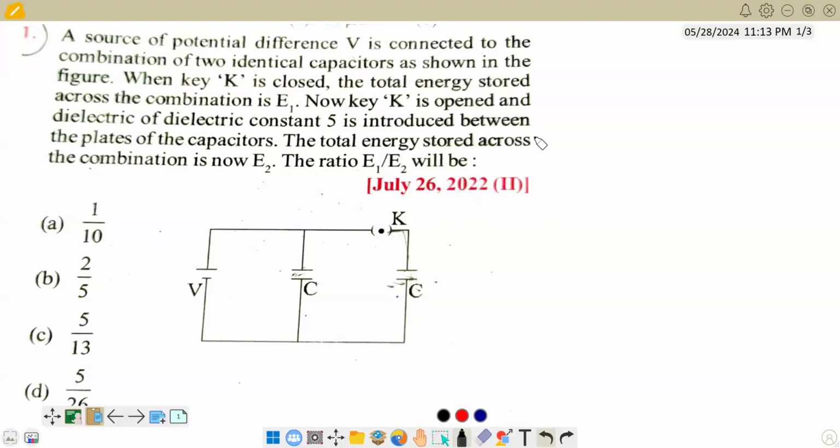Hello students, the question says a source of potential difference V is connected to the combination of two identical capacitors as shown in the figure. So this is V connected to two capacitors. When key K is closed, so this is a key which works like a switch, the total energy stored across the combination is E1.